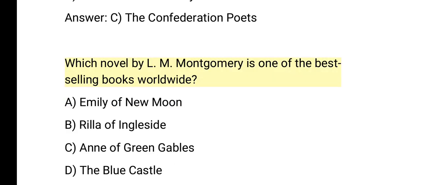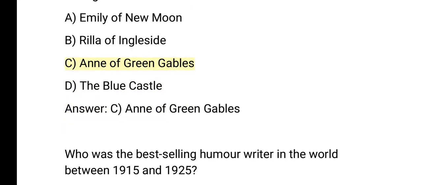Which novel by L. M. Montgomery is one of the best-selling books worldwide? A. Emily of New Moon. B. Rilla of Ingleside. C. Anne of Green Gables. D. The Blue Castle. Answer. C. Anne of Green Gables.